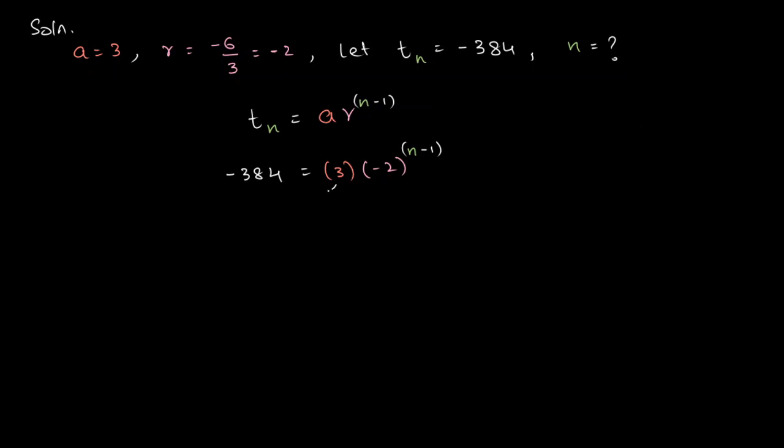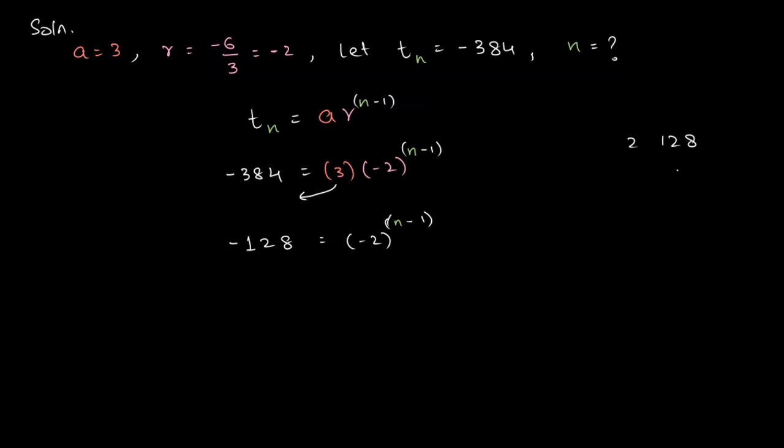For doing that, first let's take the 3 from the left hand side to the right hand side. That leaves us with -384 divided by 3, which will give us -128, which is equal to -2 raised to n minus 1. Now to solve a question like this, where we have the unknown in the index, we have to make sure that the left hand side and the right hand side both have the same base. So the question you want to ask yourself is, what power of -2 makes it -128? To quickly find that out, let's factorize 128.